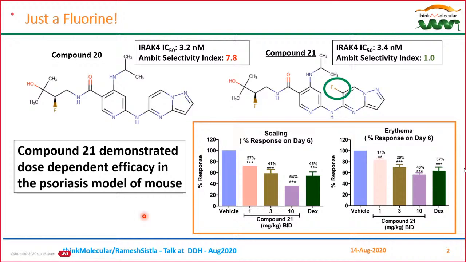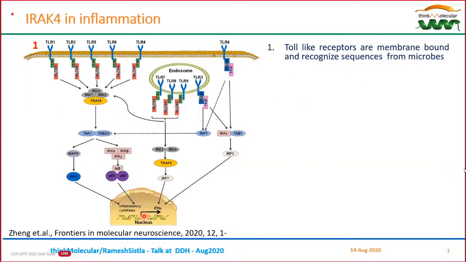So now, with that short introduction to what this compound 21 is all about, let's get into what IRAK4 is and what is its role in inflammation. Okay. Now, TLRs, the toll-like receptors, are actually membrane-anchored proteins. Okay, and these guys, so you see these antennas on top, they actually recognize sequences, conserved sequences from different microbes.